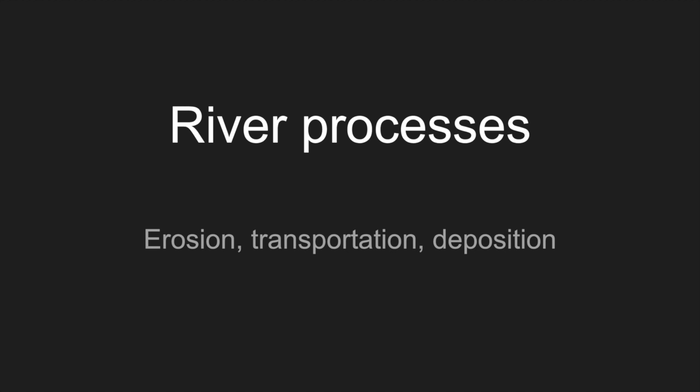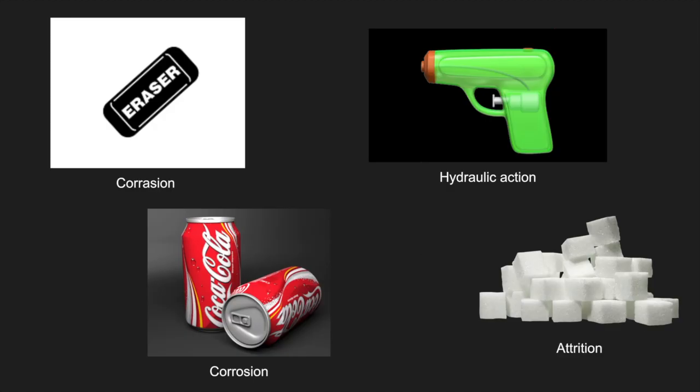So first of all, the four types of erosion. As you can see on the screen, these four pictures relate to the four types of erosion. The first one is abrasion. When pebbles grind along the riverbed in a sandpapering, scratching effect, they produce a grinding effect, grinding out the riverbed.